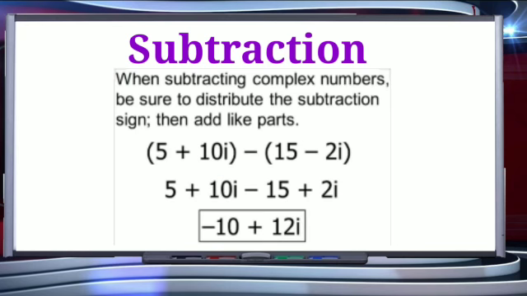So when we are subtracting the complex numbers, do remember to introduce the negative sign within. Here we have two numbers, 5 plus 10 iota minus 15 minus 2 iota. So when we take the negative sign within, it reduces to 5 plus 10 iota minus 15 plus 2 iota. So 5 minus 15 is minus 10 and 10 iota plus 2 iota is 12 iota. So the final answer is minus 10 plus 12 iota.